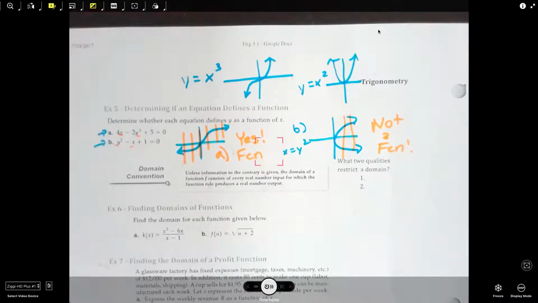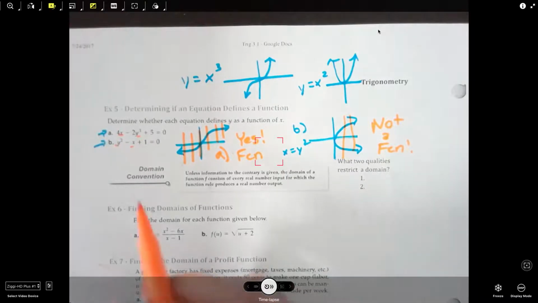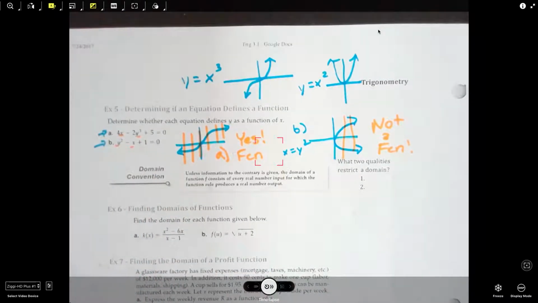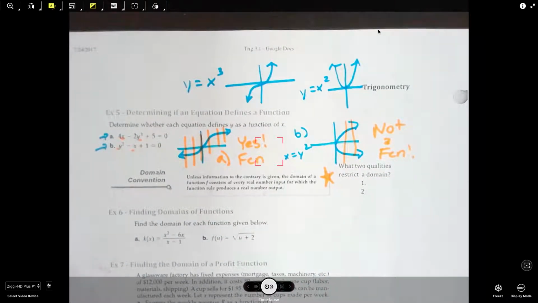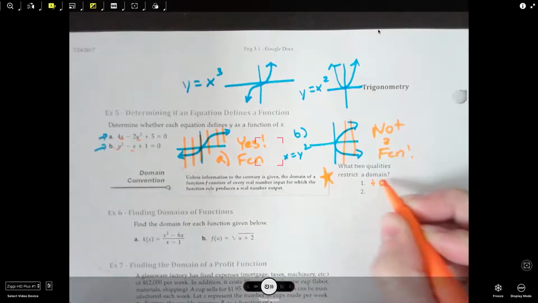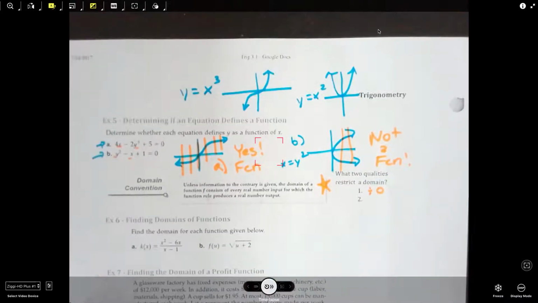Good? Yes, great. Okay, now I think I've tried to hammer this into your brain quite a bit. But when you're looking for what x can and cannot be in the domain, there are two things that restrict a domain, two errors that are bad. What are they? Dividing by 0. So I can't divide by 0. I can't have 0 in the denominator. And what else? A negative inside a square root. Those are the two main things that screw up my domain.